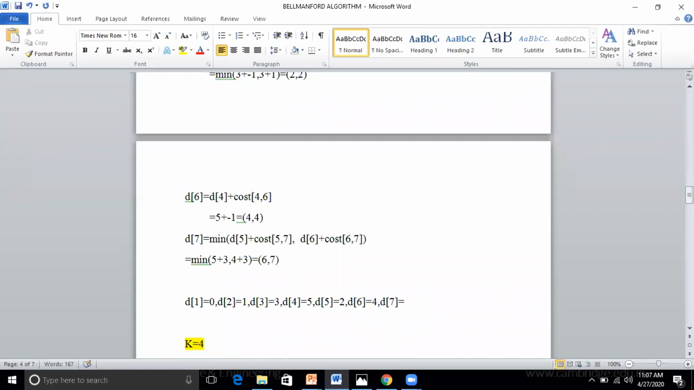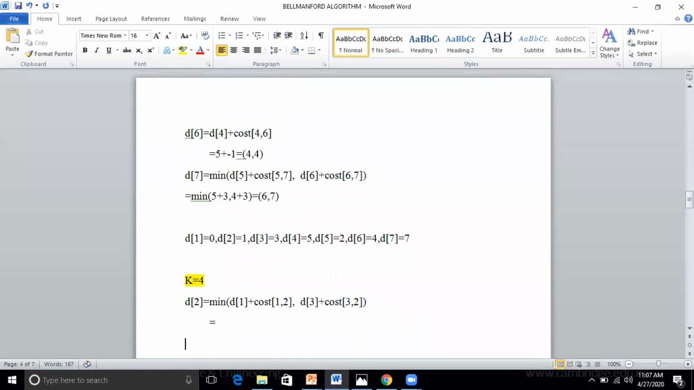7. Okay. So now you people should tell me the values. Min of, D of 1 is 0 plus, what is cost of 1 to 2? 6. Same thing you have to repeat. Then D of 3? 3 plus minus 2, what do you get? 1, via which node? 3, 1. Shall I go to the table?